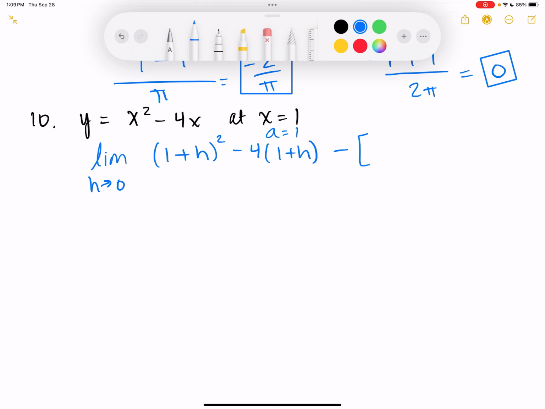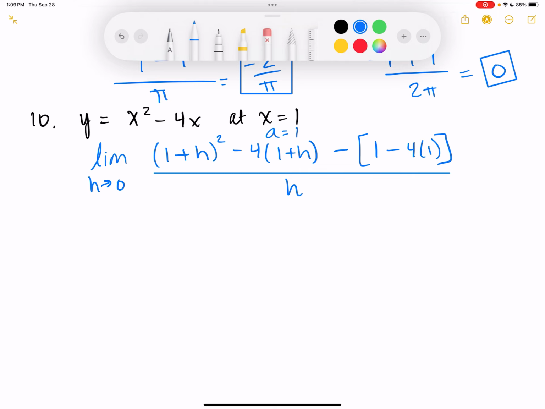Minus, now I would bracket this off so that there's no confusion because it's minus all of that. We plug in 1, it's just plugging in a for x now. So that's going to be 1 squared, which is just 1, minus 4 times 1, all over h. And so now we're basically just multiplying and simplifying like terms.